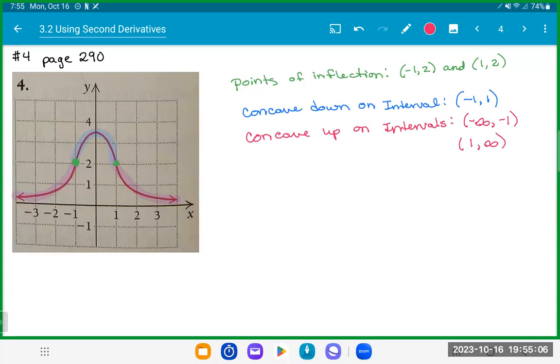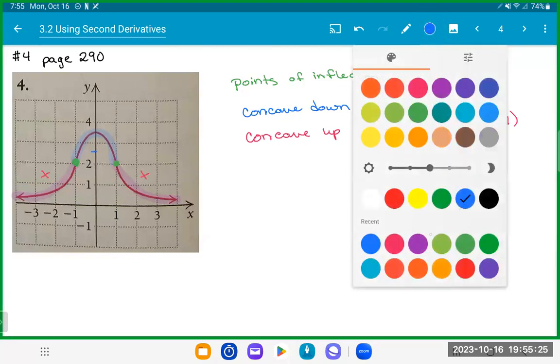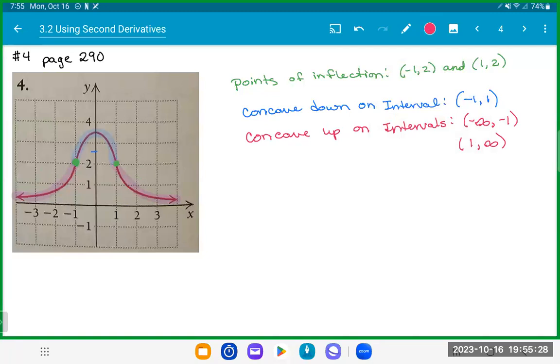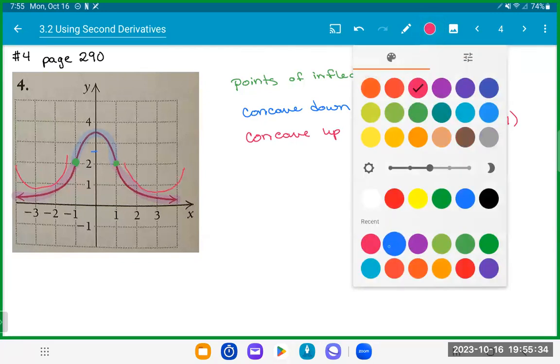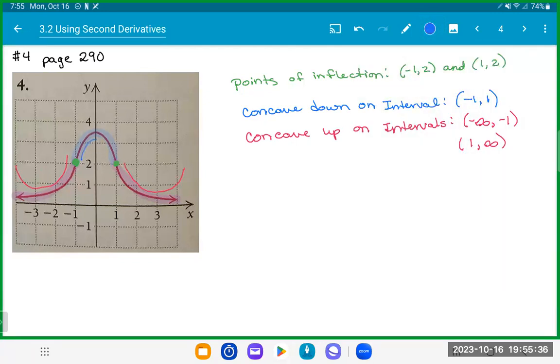Okay, questions? You can see we're positive here. Right? So you could think of this as up, right? And then this one you could think of as down. Okay? Question.